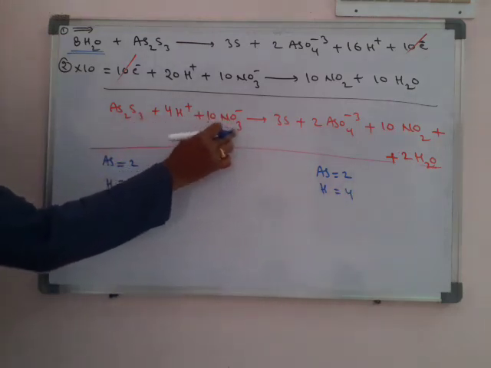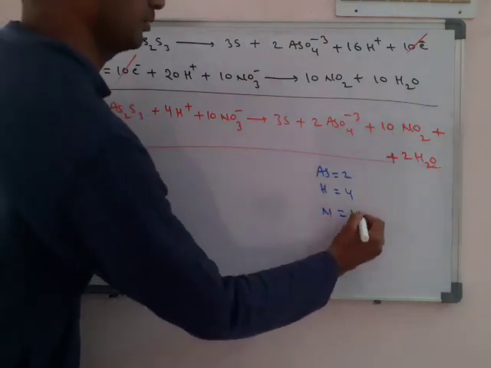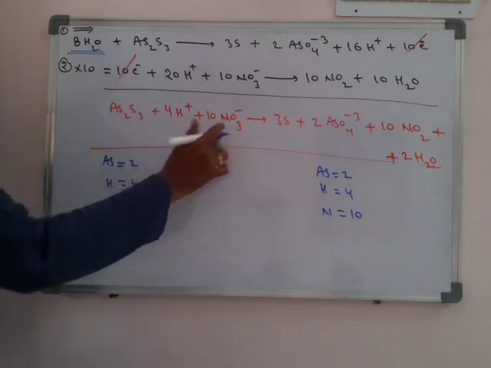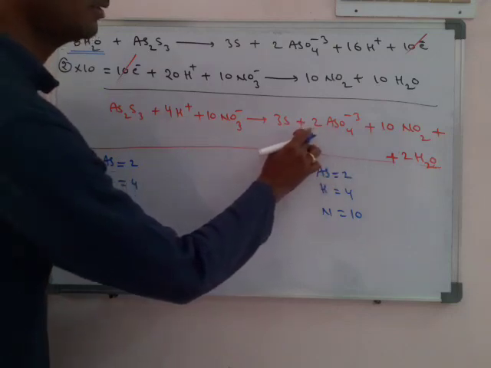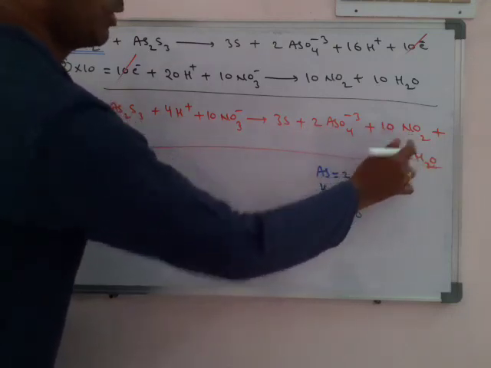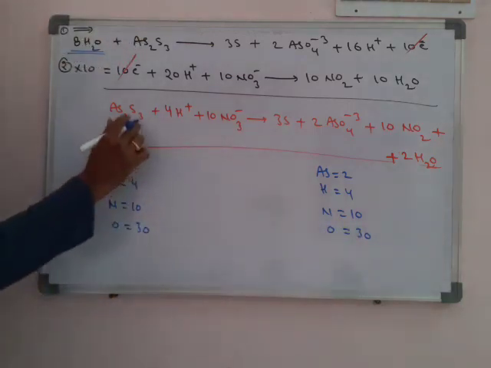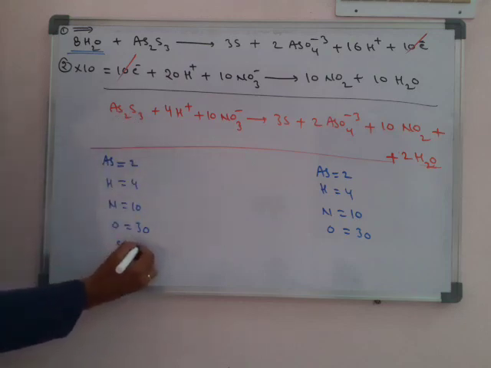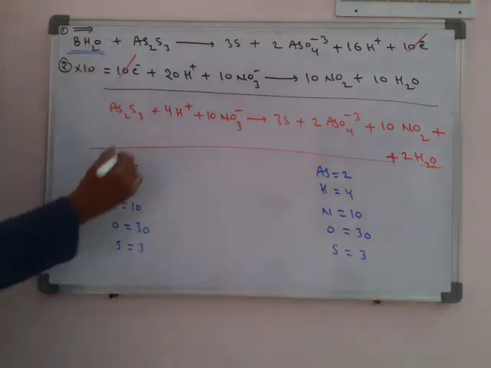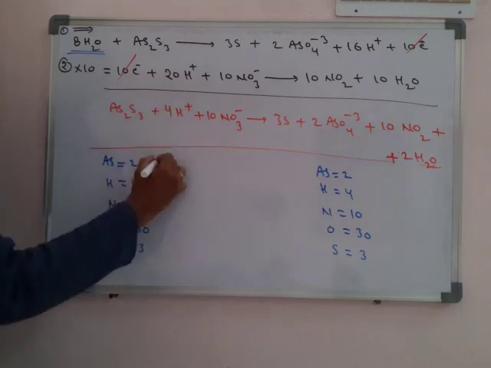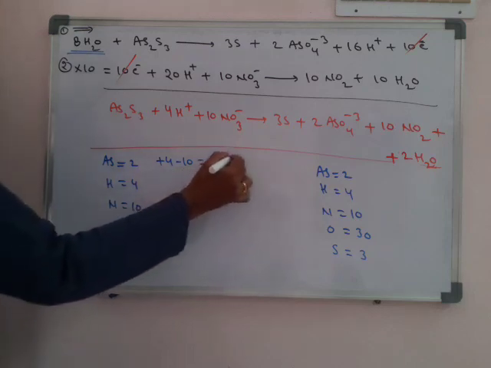So 10 nitrogens, oxygens 10 times 3 is 30. Here oxygen 4 times 8, here 2 times 10, that is 20. What's next? Sulfurs, 3 sulfurs. Here also 3 sulfurs. Now check the charge. Plus 4, plus how many units? 4 units. Plus 4 minus 10, that is minus 6. Left side total is minus 6.